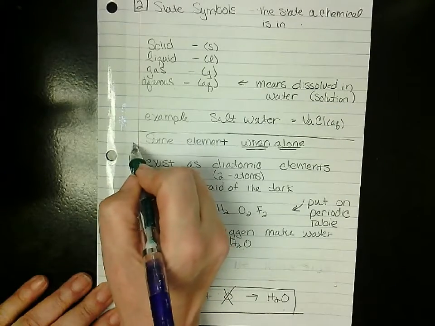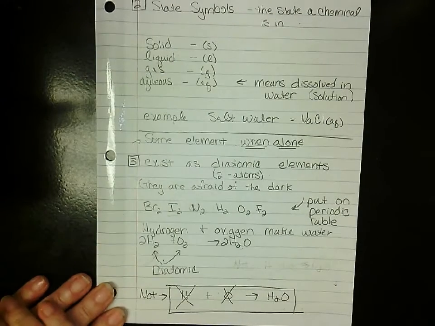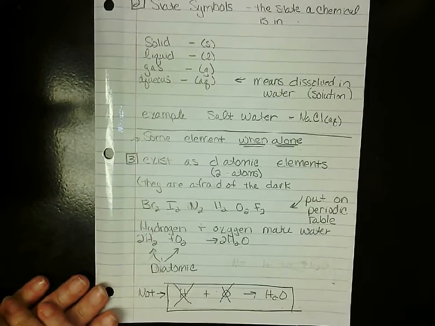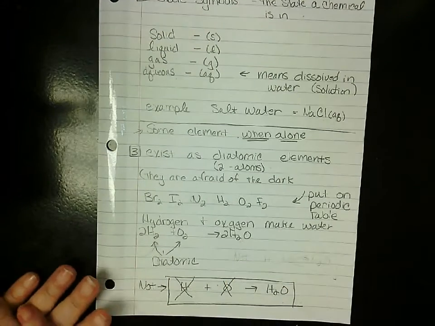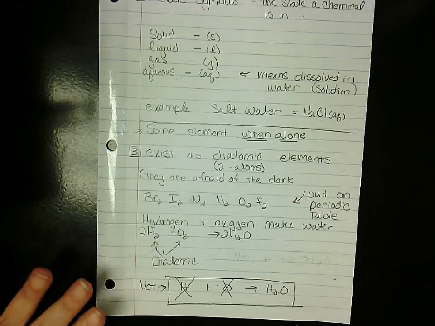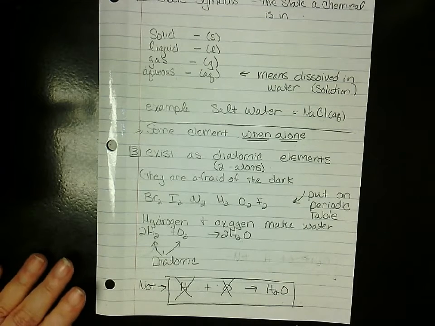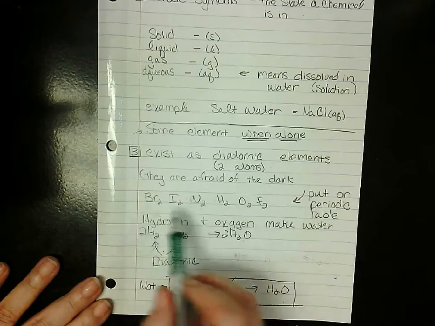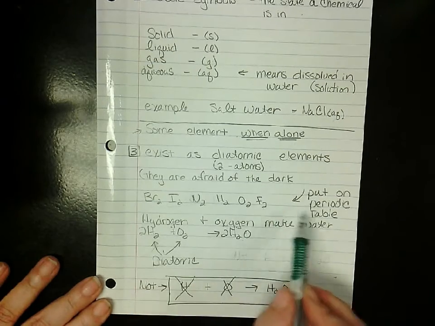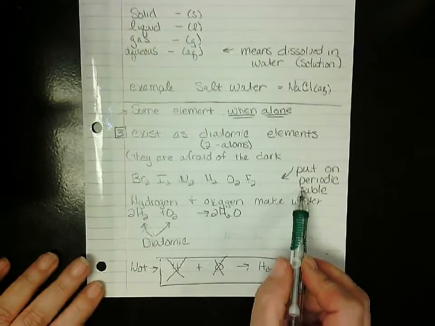Now this part of the notes you don't have to have either because you already have them, but I am going to review them. Our diatomic elements are elements that when they are alone, they exist as a pair. I like to say they're afraid of the dark, okay? So they exist as 2 atoms, and those are our Brinkelhoffs that you should already have on your periodic table.